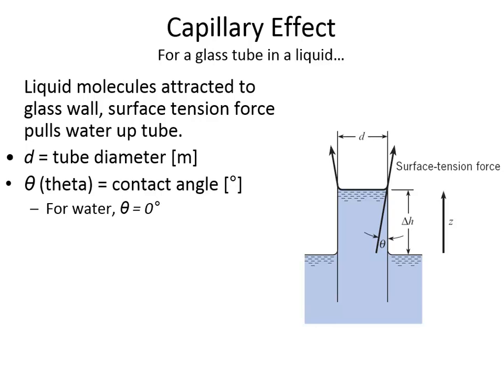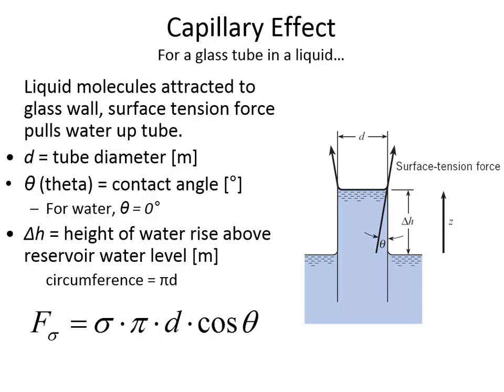Now we have a couple of different parameters we have to measure. First of all, there's a contact angle that for water we can assume is very close to zero, or it is zero. For other liquids there'd be a different contact angle. The tube diameter is relevant because the smaller the diameter of the tube, the higher the water level will actually rise up in the tube. In just a minute I'll show you mathematically why that is.